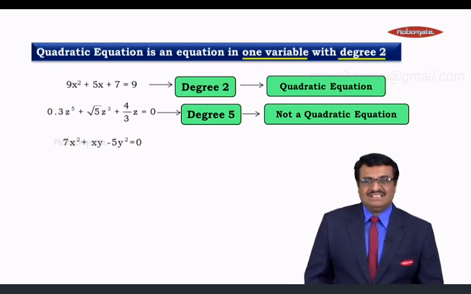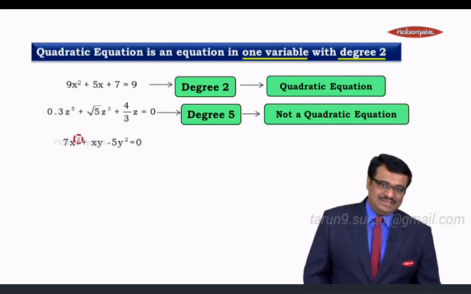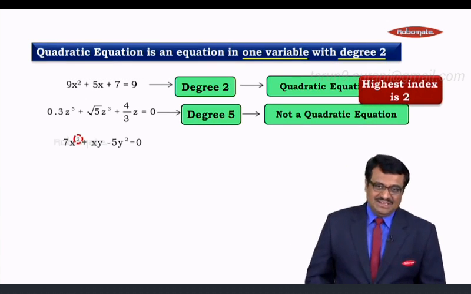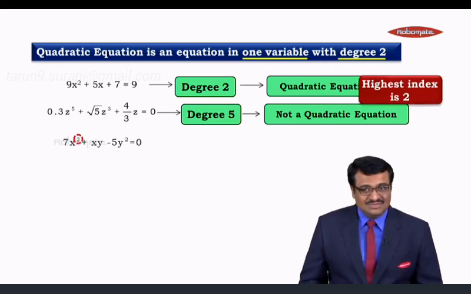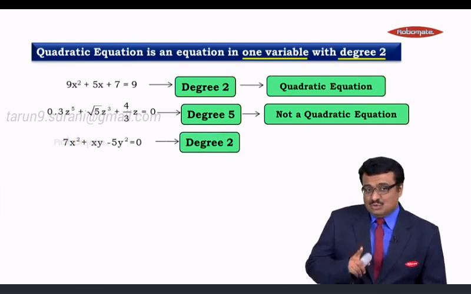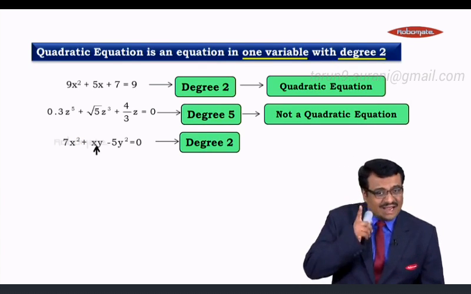Let us take up the third one: 7x square plus xy minus 5y square is equal to 0. The equal to sign is there, which means it is an equation. Look at the highest index or highest power of the variable. It is 2. So we can say the highest index is 2, that means the degree of the equation is 2. But is it a quadratic equation? No.